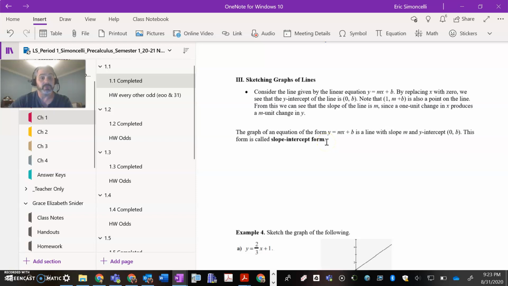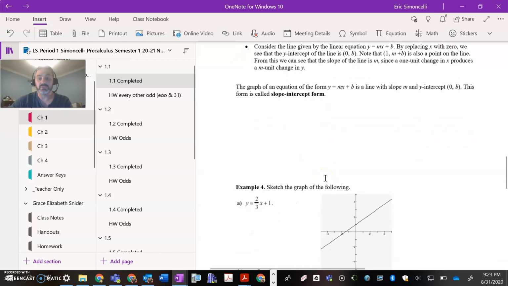And you can go in the other direction as well. Instead of going right one up or down, you can go left one up or down. If the slope is positive versus negative, you'll see that kind of difference there. We'll talk about that in a little bit. So again, the graph of an equation of the form y equals mx plus b is a line with slope m and y-intercept (0, b). This is called slope-intercept form.